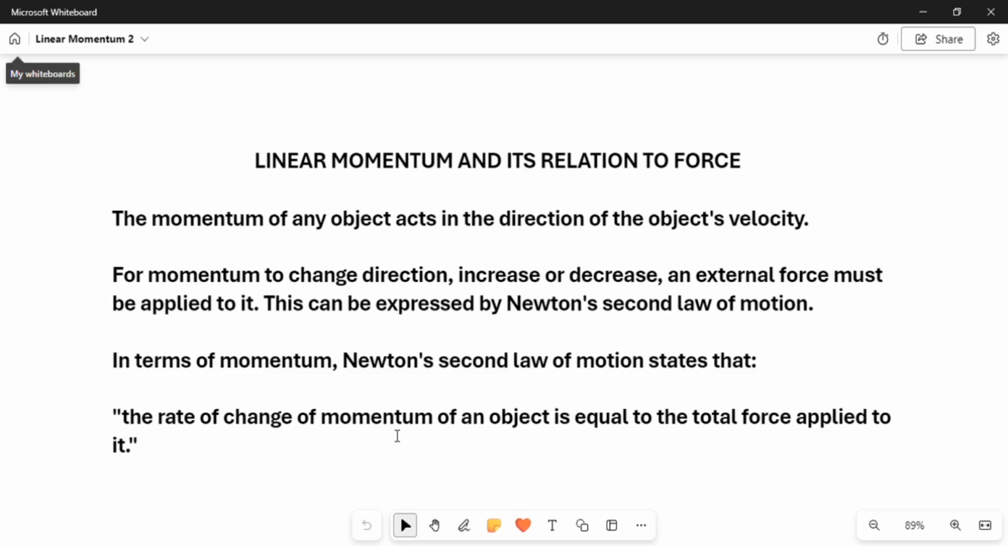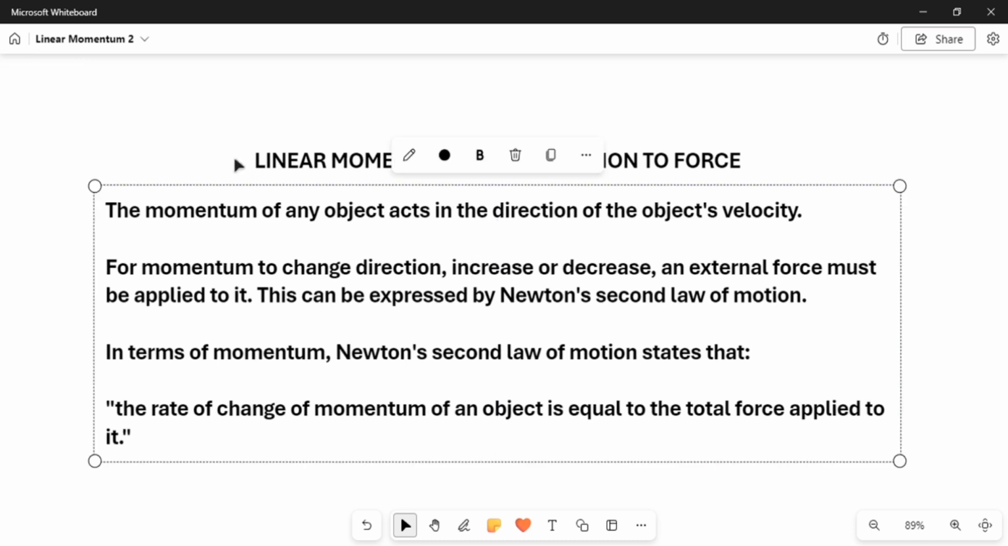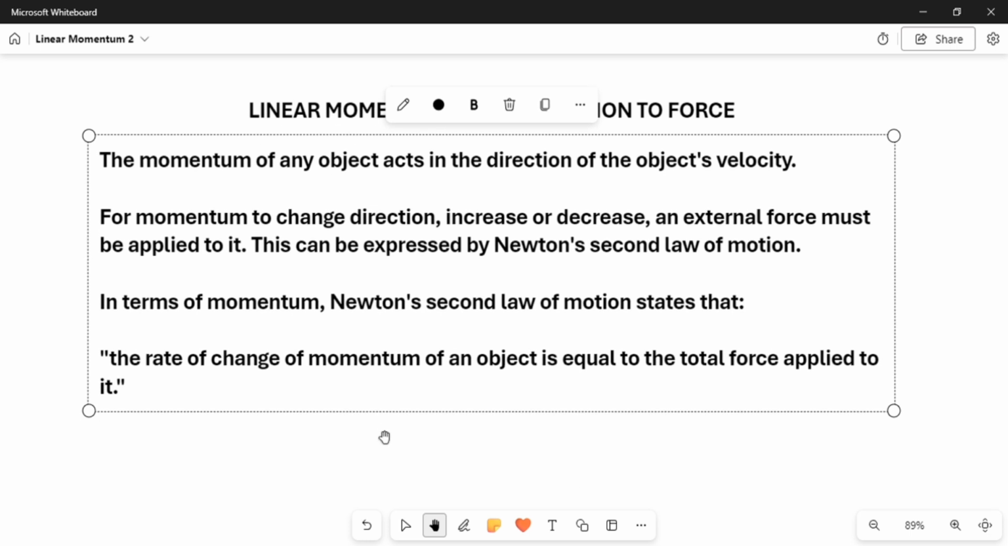Linear momentum is related to force. How is linear momentum related to force? So that's what we'll be looking at now.